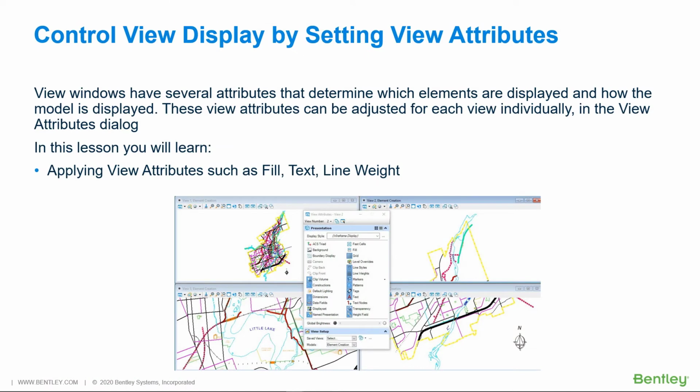View windows have several attributes that determine which elements are displayed, such as text, dimensions, patterns, and more. Plus, how the model is displayed with fill, transparency, a grid, a clip volume, a background image, just to name a few. These view attributes can be adjusted for each individual view via the View Attributes dialog. In this lesson, you will learn applying view attributes such as text, fill, and line weight.